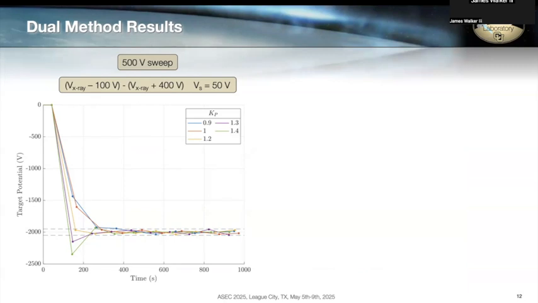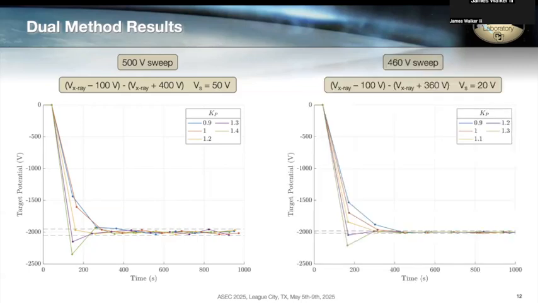And the results we see are very similar to what we saw with the previous methods, where gains less than 1 are showing overdamped behavior, gains greater than 1 are showing underdamped behavior. But in each of the scenarios, we are still able to converge to our desired 50-volt error. We also conducted these experiments with a 20-volt step size, and we see very similar behavior, albeit with the smaller error bounds in the end.